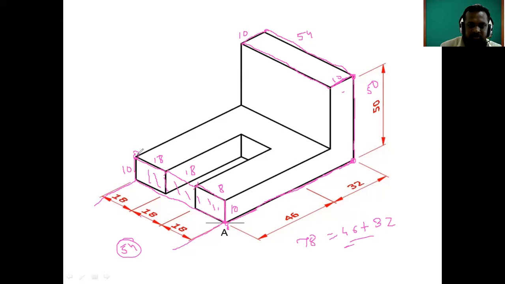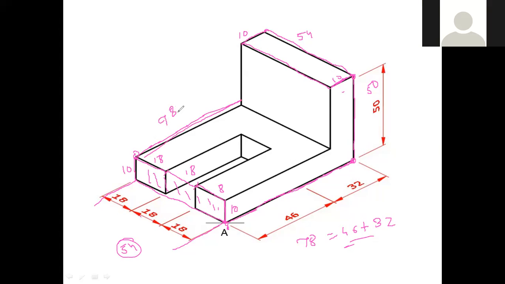From this point we can draw this line. What is the length of this line? 78. Then from this point we have to draw a vertical line here. Again from this point we have to draw the vertical line here, and from this point we can easily join this, and then we have to draw this line. Means that outside block is completed and only this portion remains.